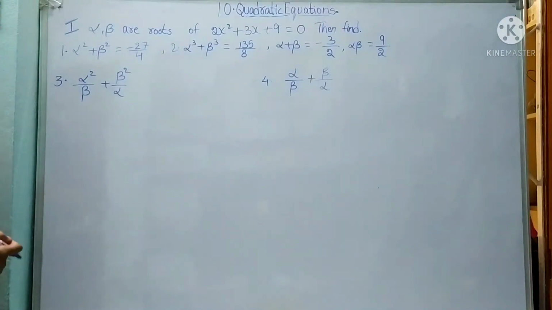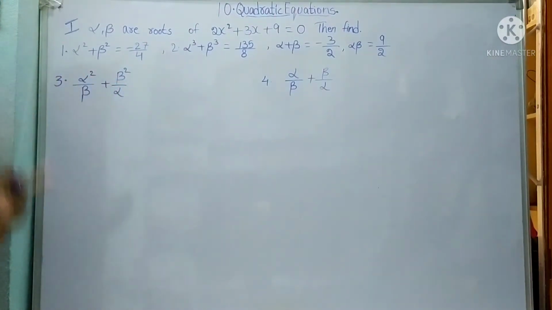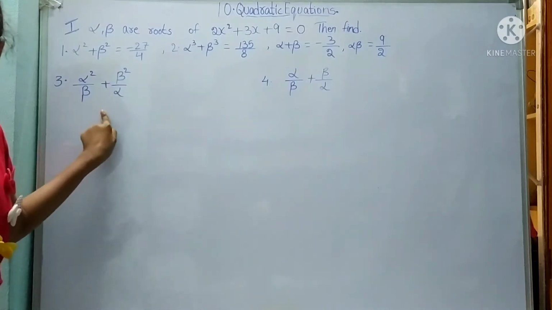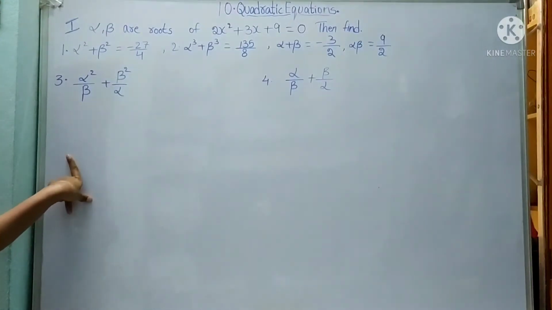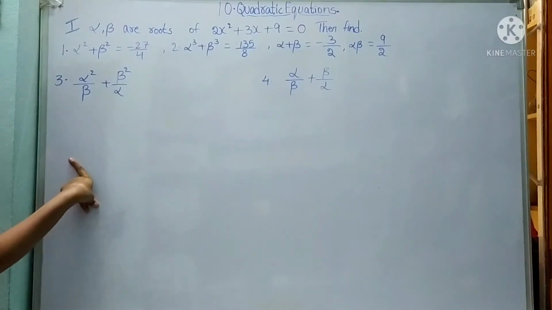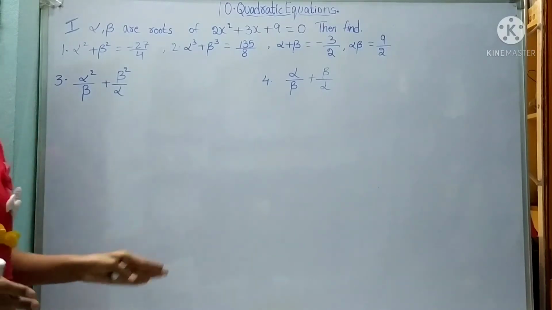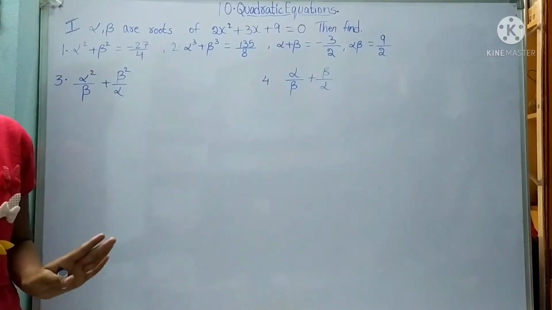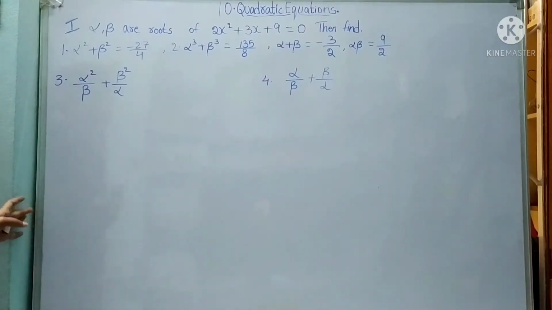So here see alpha square by beta plus beta square by alpha. This is an addition of fractions. For adding fractions we have two methods. The first method is the butterfly method, and the second method is the normal method. I will show both methods, and both give exactly the same output. First we will see the butterfly method.